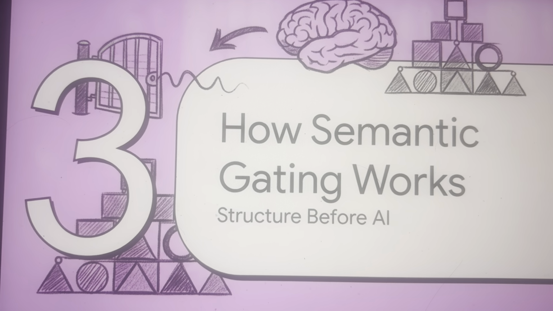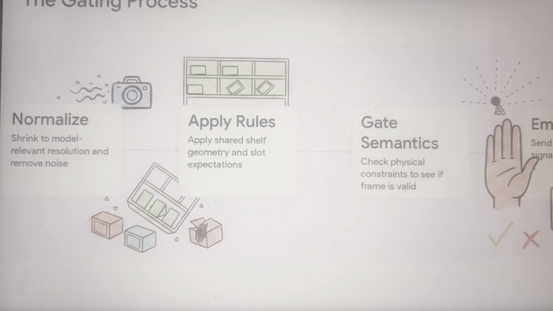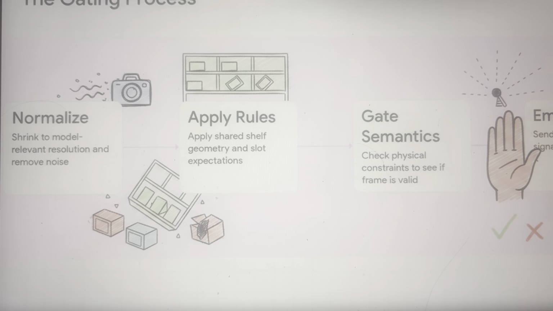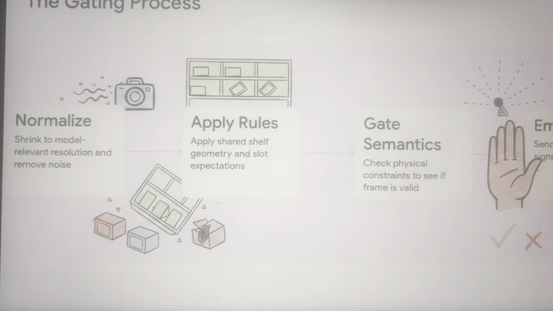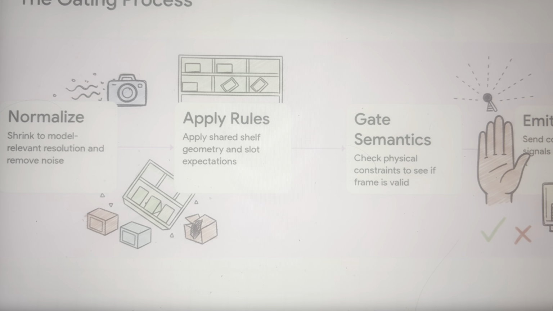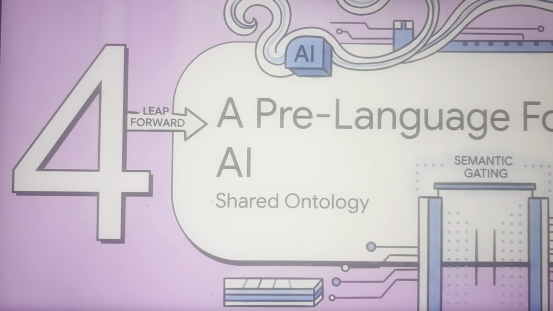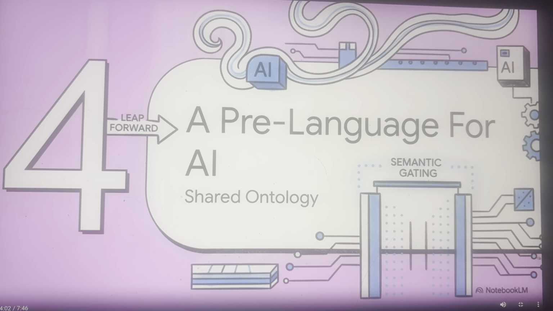First, it normalizes the perception, shrinking it down to a model-relevant resolution and stripping out the noise. Second, it applies shared geometry and rules, like shelf geometry and slot expectations. Third, it gates the semantics. It literally asks, is this frame valid? Does it violate physical constraints? And finally, step 4, it emits constrained, meaningful signals. So instead of dumping a huge raw image file, it outputs a bounded uncertainty, something crisp like slot 4, skew X, confidence 0.92.